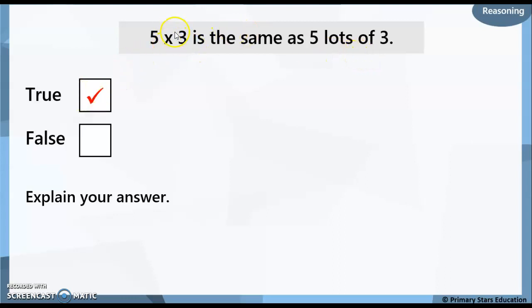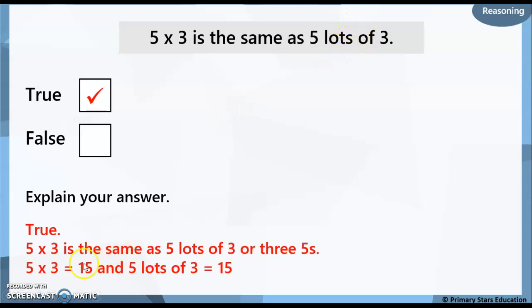It's true because remember this times sign is the same as lots of, so we can swap those and take the lots of out and put times there. So it's true because 5 times 3 is the same as 5 lots of 3, or 3 fives. 5 times 3 is 15 and 5 lots of 3 is also 15.